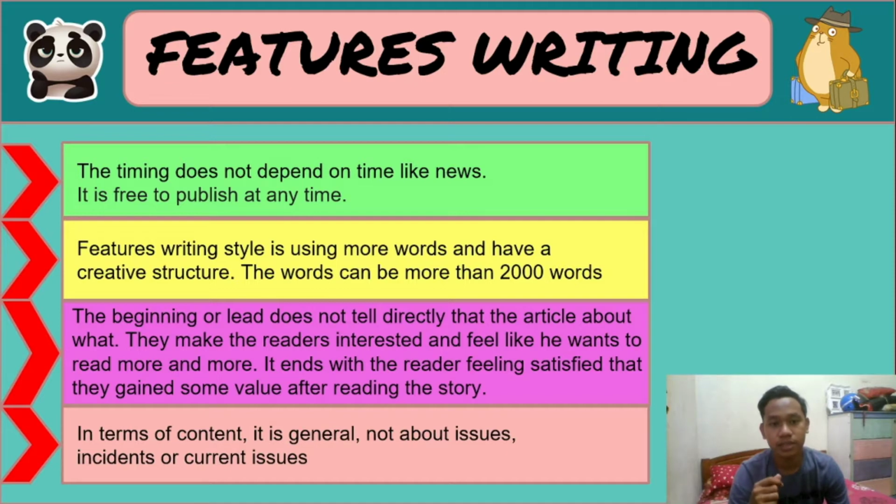Secondly, feature writing style uses more words and has a creative structure. The words can be more than 2,000 words. The beginning or lead doesn't tell directly what the article is about. They make the readers interested and feel like they want to read more and more. It ends with the reader feeling satisfied that they gained some value after reading the story. Lastly, in terms of content, it is general, not about issues, incidents, or current issues.